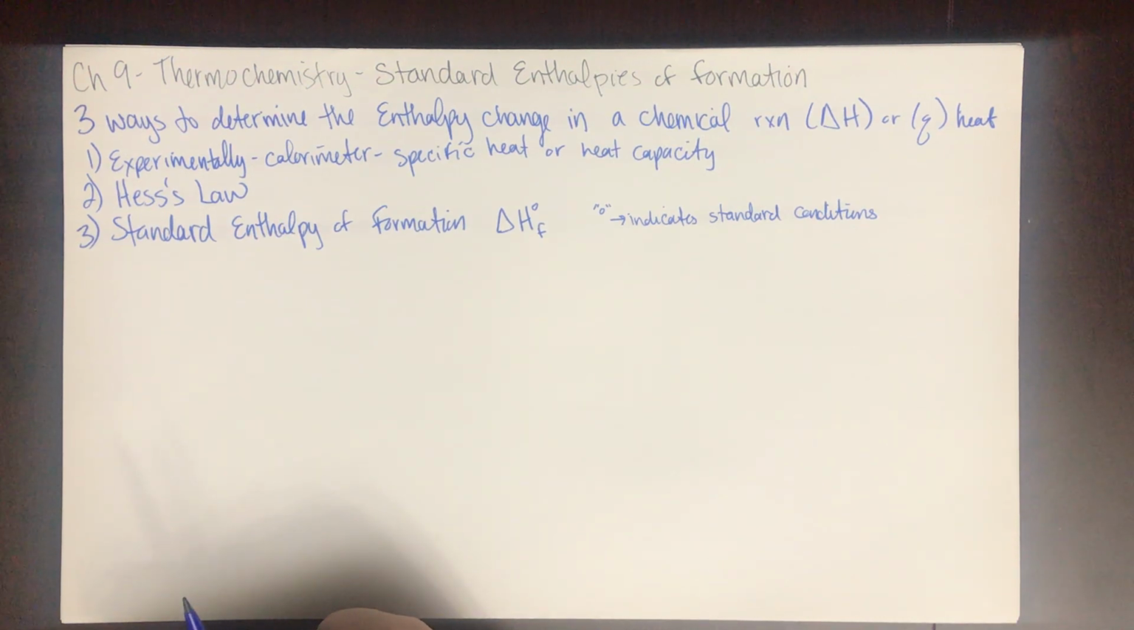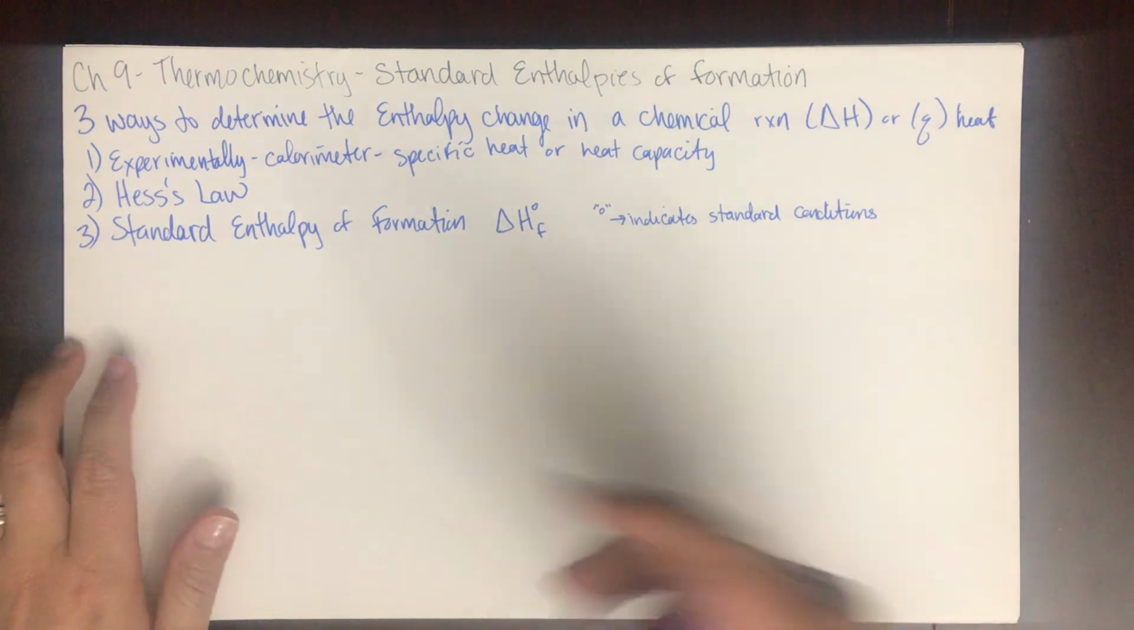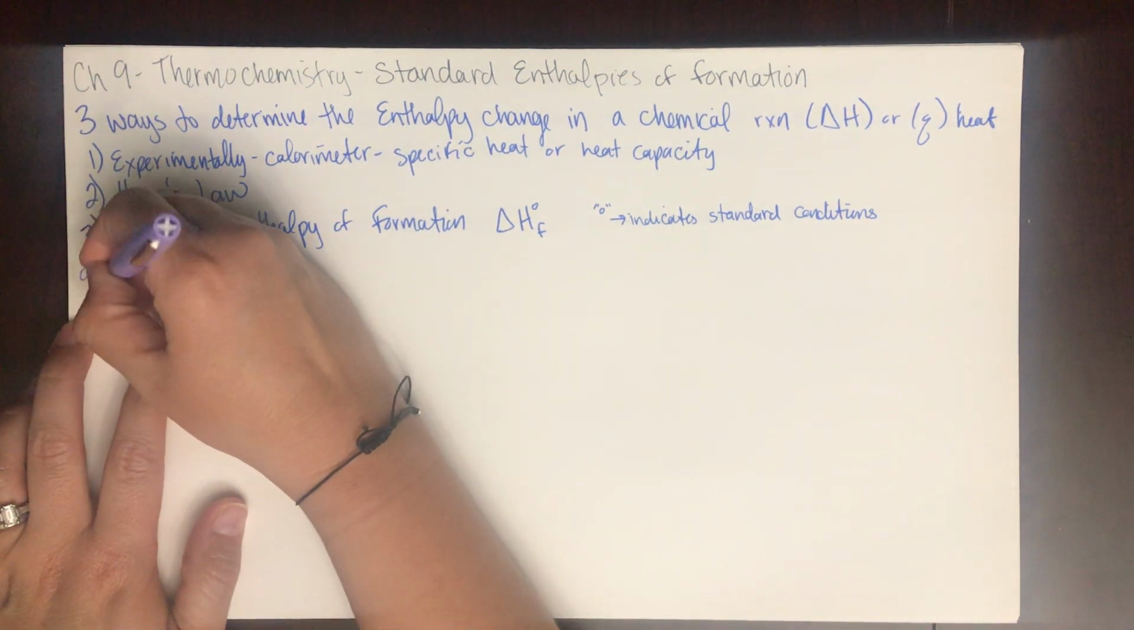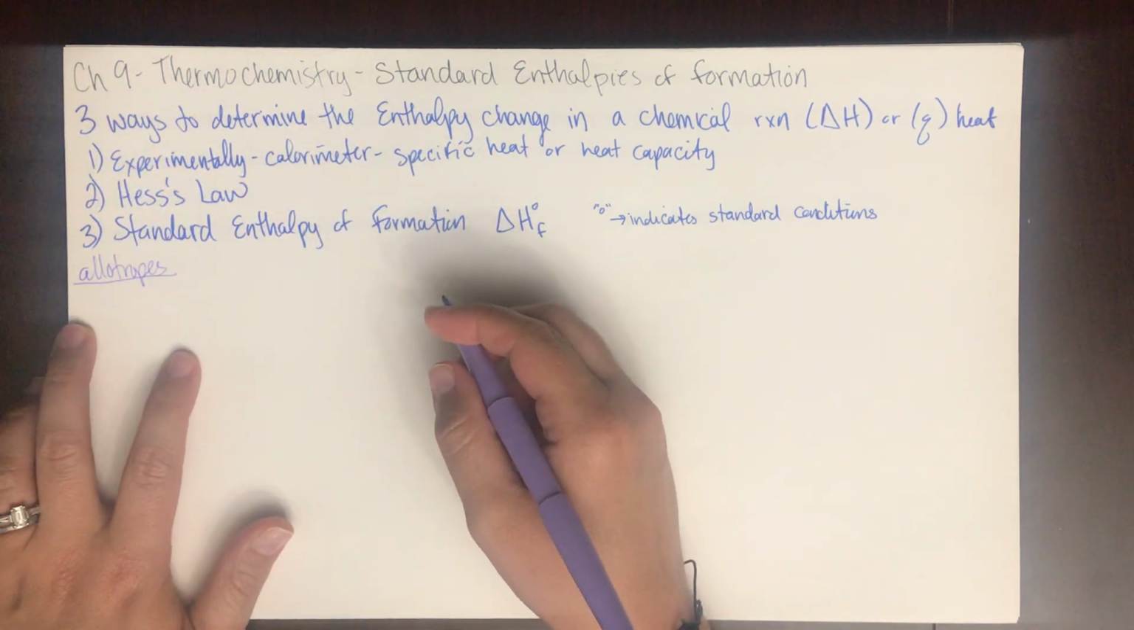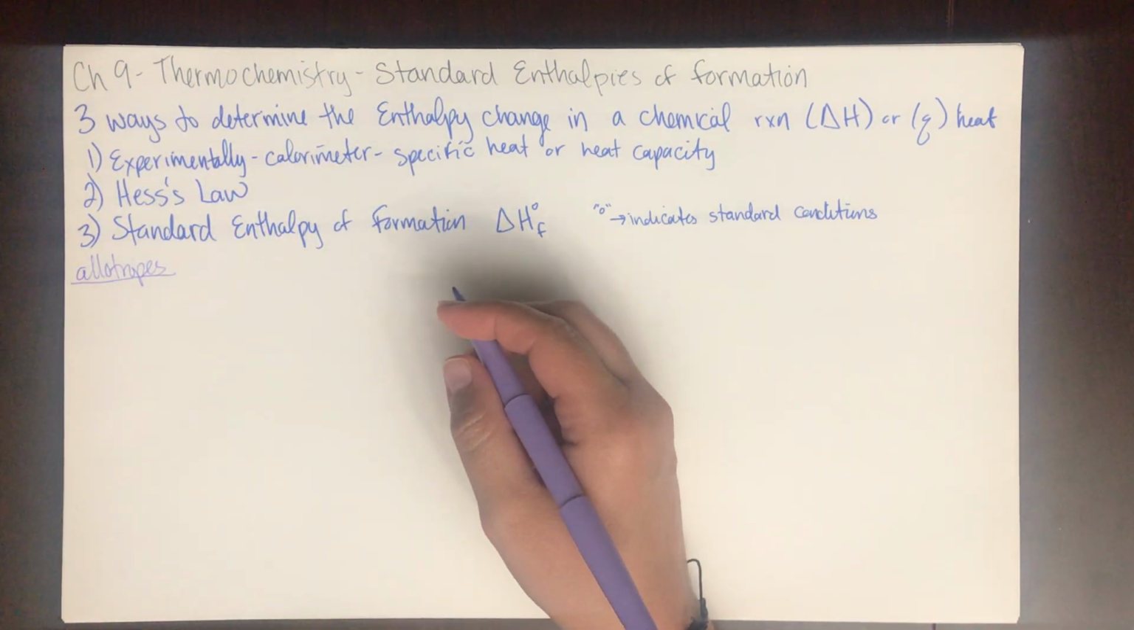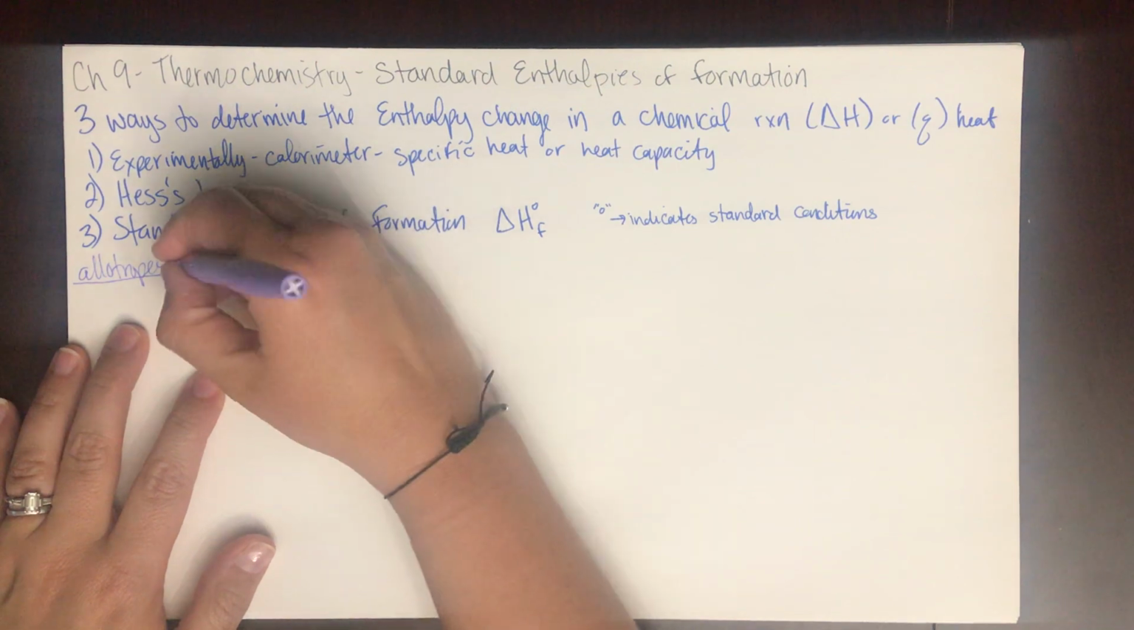So, let's just do a few little definitions before we really get into it. One thing that you might see come up are something called allotropes. Allotropes are defined as different forms of an element in the same physical state.